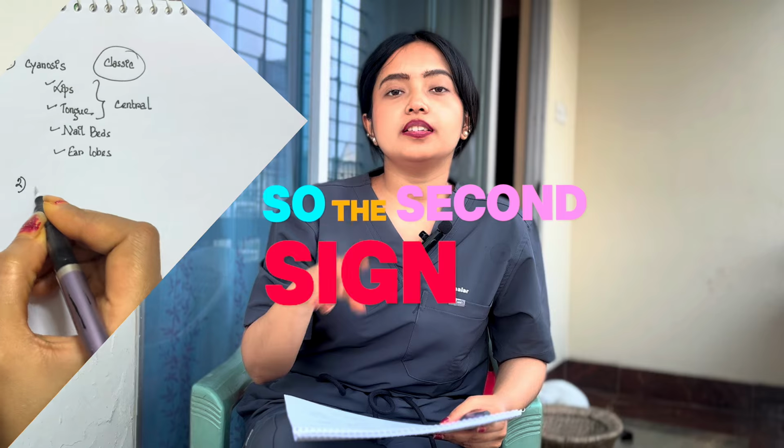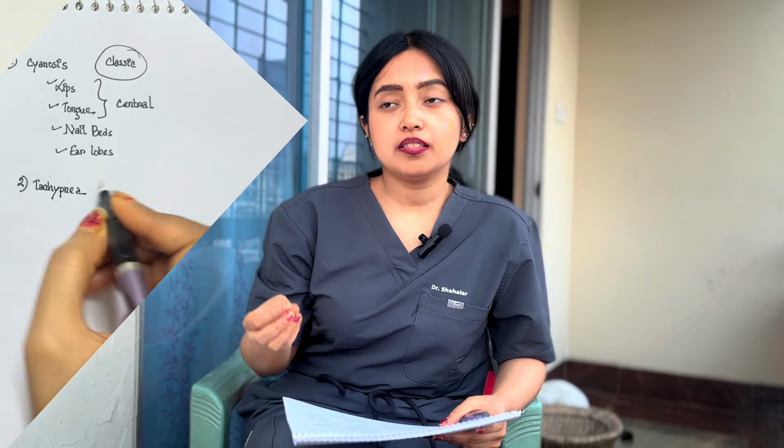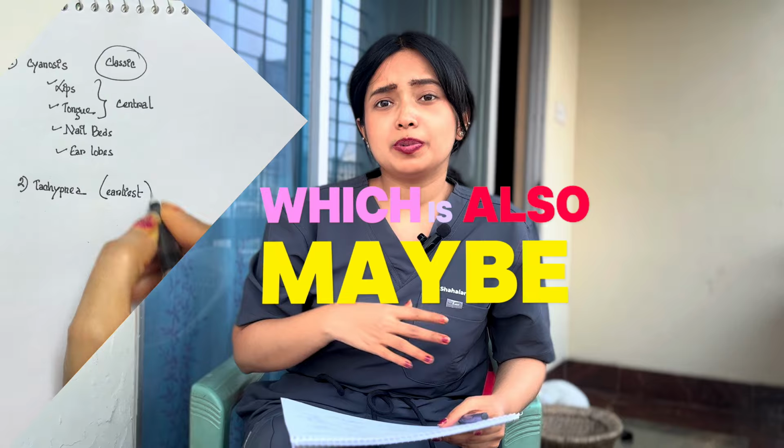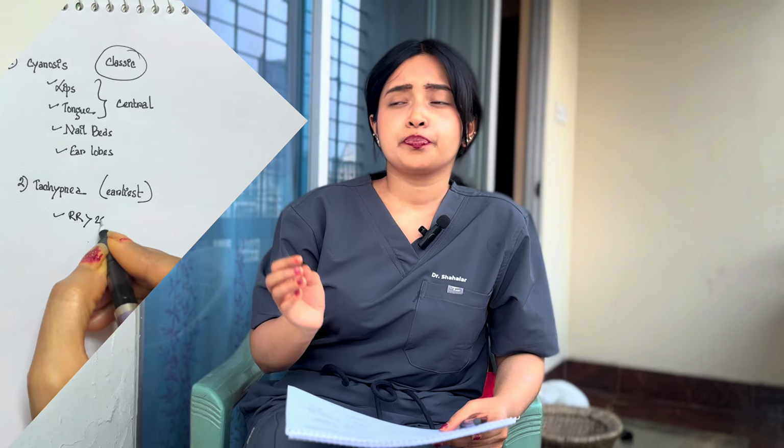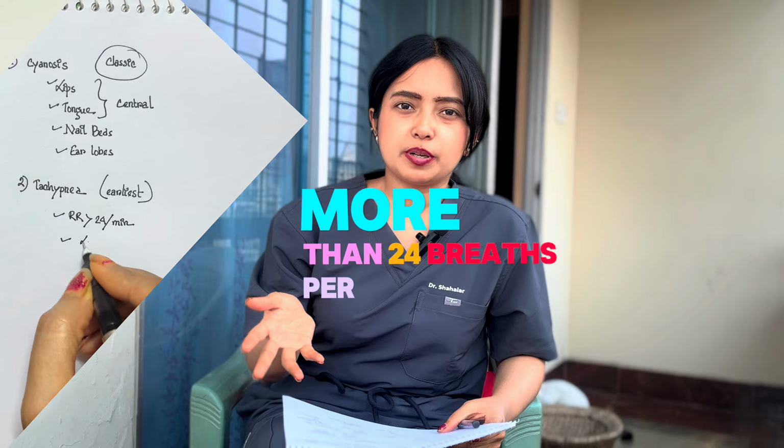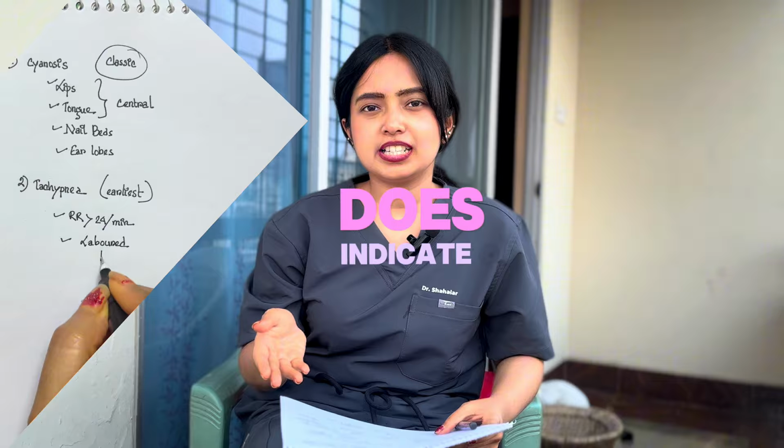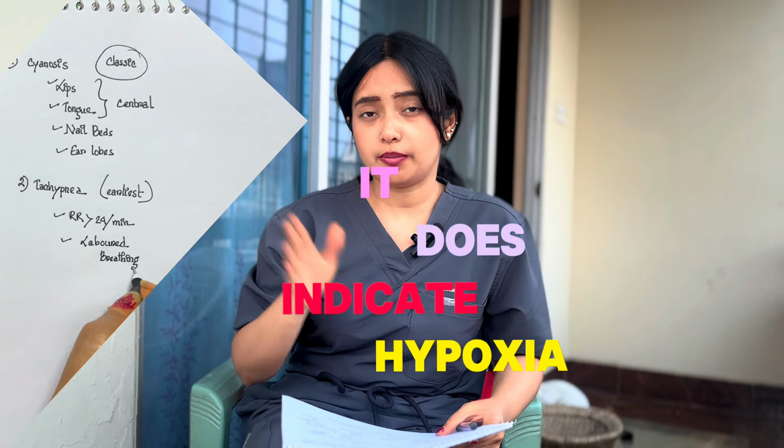So the second sign may be tachypnea, which is also maybe the earliest sign, and more than 24 breaths per minute does indicate tachypnea, and it does indicate hypoxia.